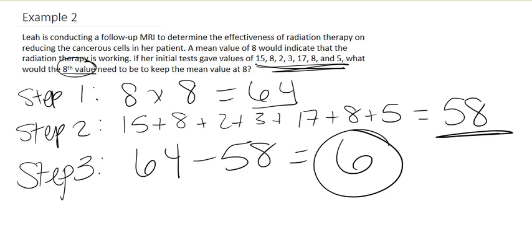So when working to determine a missing value to keep a certain mean, remember to multiply the mean times the number of values, add the values together, and then subtract the number from step 2 from the number in step 1.